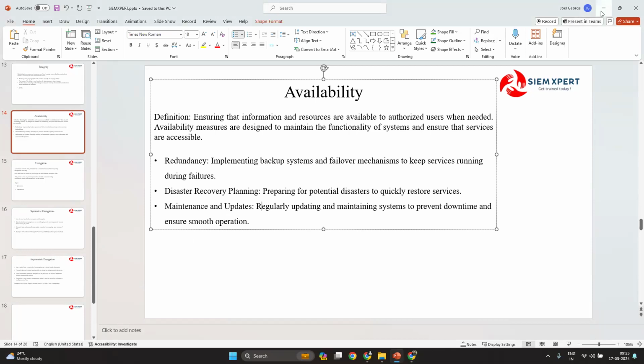Do you guys have any questions on the CIA triad? Yeah. Please let's look at integrity. How do checksums work on integrity? How does a checksum work? Okay. Yeah.